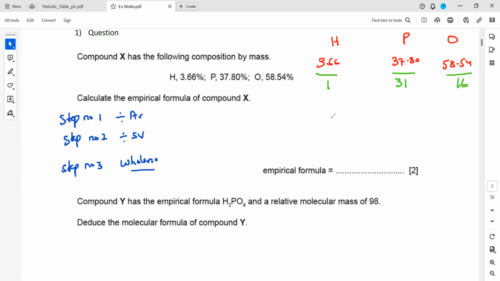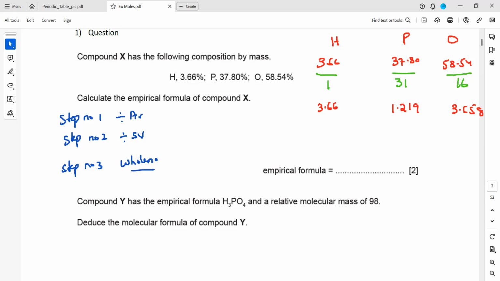So 3.66 divided by 1 won't make a difference. It will be the same, 3.66. Then 37.80 divided by 31. What's the answer? 1.219. Okay, so this is 1.219. And 58.54 divided by 16. What's the answer? 3.658.